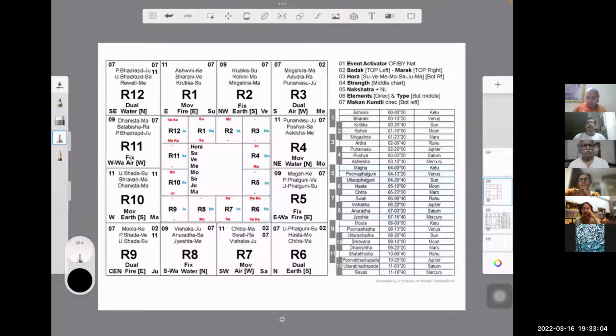Before we even dive into this chart, can all of you hear me properly? Can you hear me? Okay. Yes. Before we dive into this chart, let us just understand what this chart is all about and then take it up one by one.